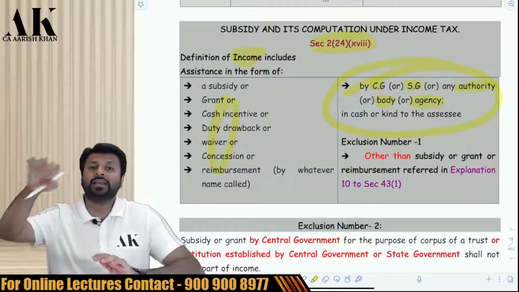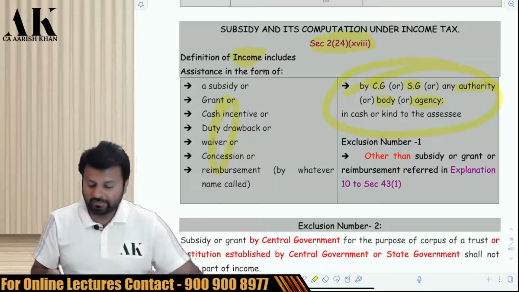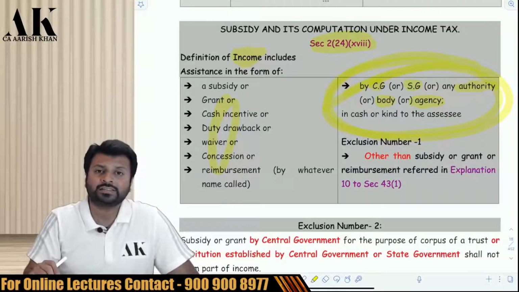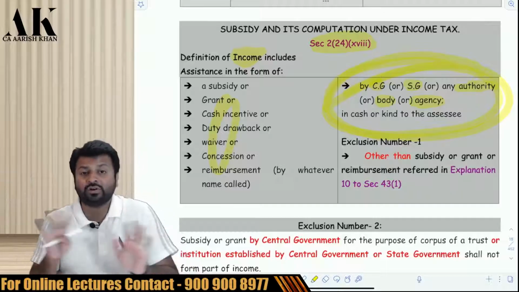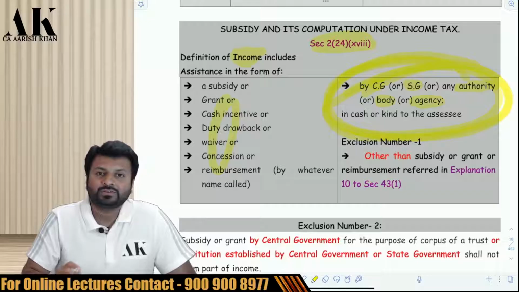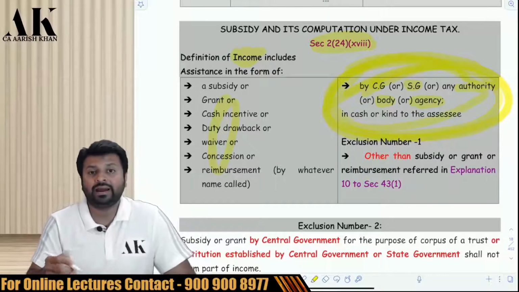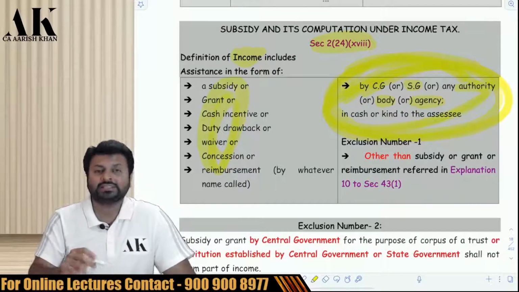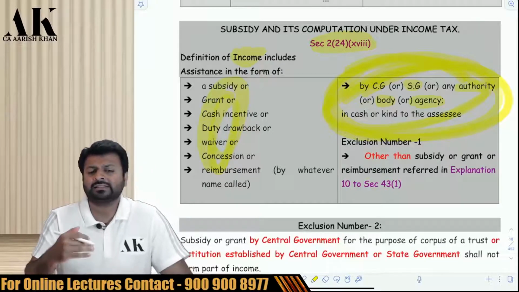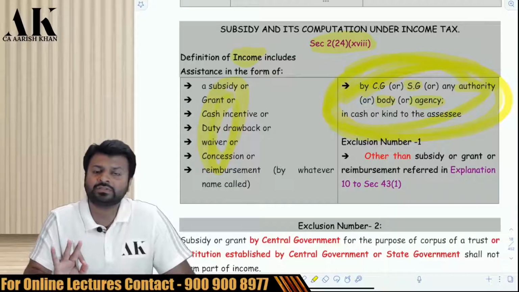If the giver is, say, ICICI Bank, then it is not taxable because the giver's name is not mentioned over here. If the giver is Reliance Industries or India Bulls Finance, then it is not taxable because it is not mentioned over here. Be very careful. So if these things are given by these kinds of statutory authorities, then only it is taxable. Otherwise, it is not taxable. Now, further, there are some exceptions over here.